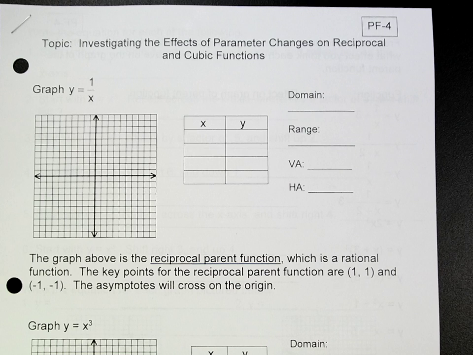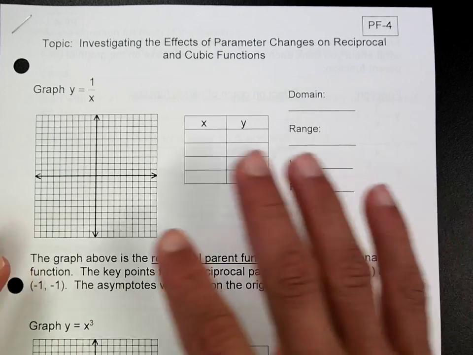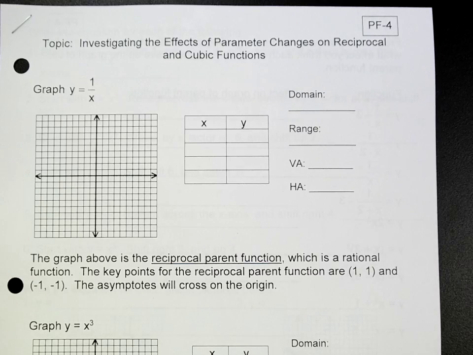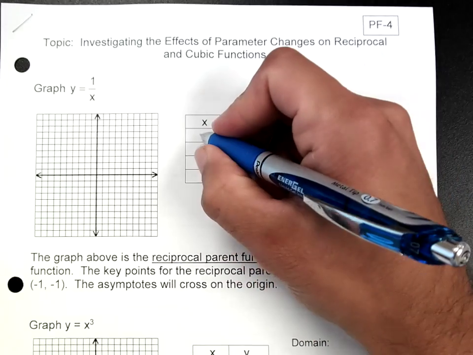So this is topic 4. We're almost done with the parent function stuff. We're going to talk about two graphs. These are kind of difficult, all right? Especially this one. We talked about it a long time ago, but these are the important key points.